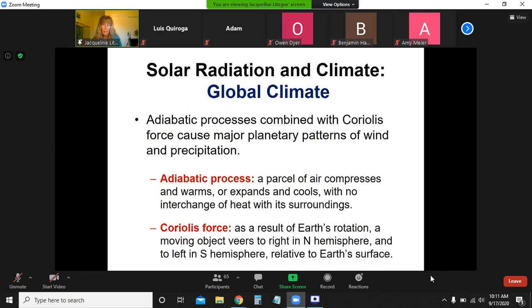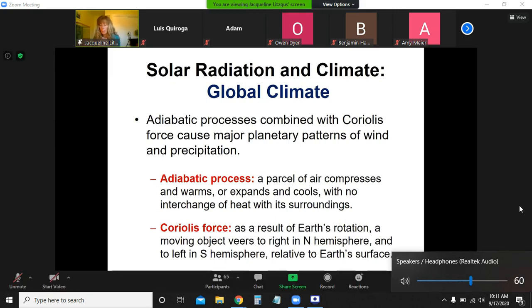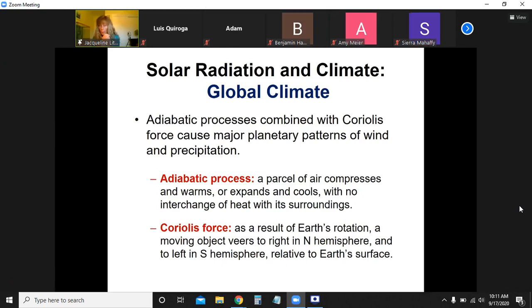So an adiabatic process is a process in which heat is neither lost nor gained from the outside. So it stays the same. But a parcel of air compresses and warms, or it expands and cools. But there's no exchange of heat energy with the surroundings, okay? So the heat is neither lost nor gained, but we do have this compression and warming or expanding and cooling. So temperature change in rising and descending air masses is an adiabatic process, right?